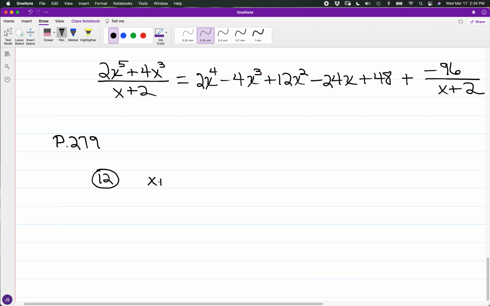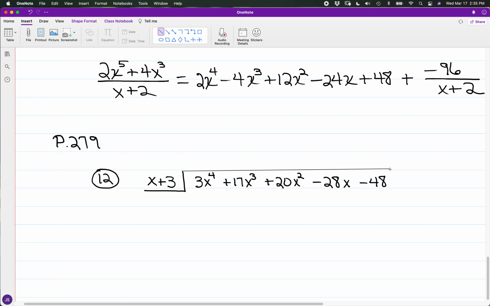Now in number 12, we have the divisor, which is x plus 3. And for the dividend terms, we have 3x to the 4th, plus 17x cubed, plus 20x squared, minus 28x, and minus 48.